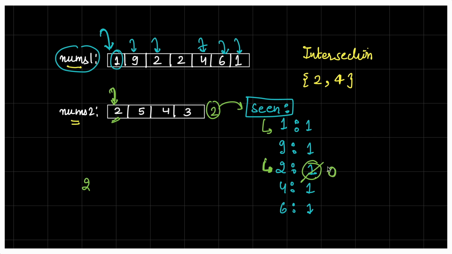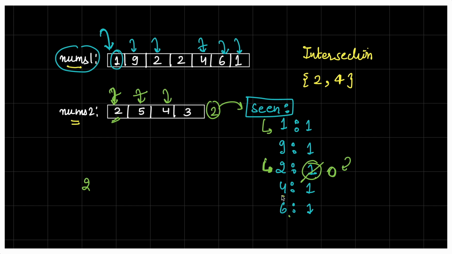So that in future if we encounter 2 and we check whether the value of 2 is 1, we'll get false because the value is 0. So we'll not add it as a part of our result array. Let's come to 5. 5 is not present, that means 5 is not common in both the arrays, we'll exclude it. Let's come to 4.